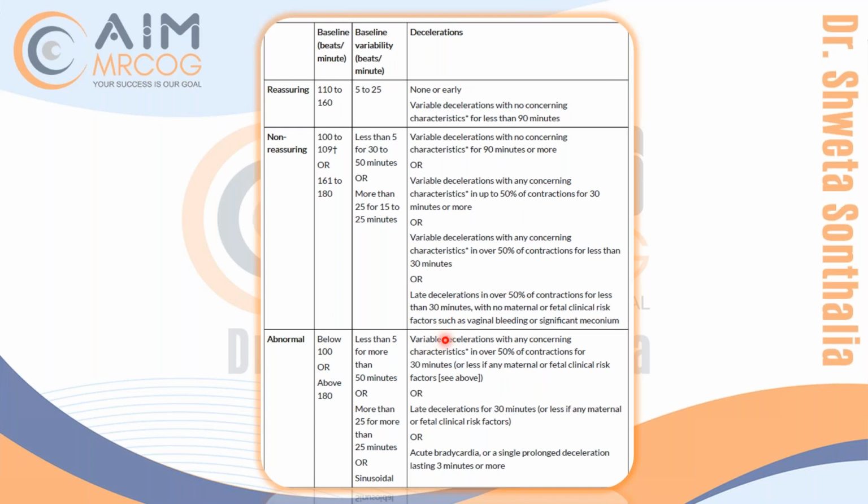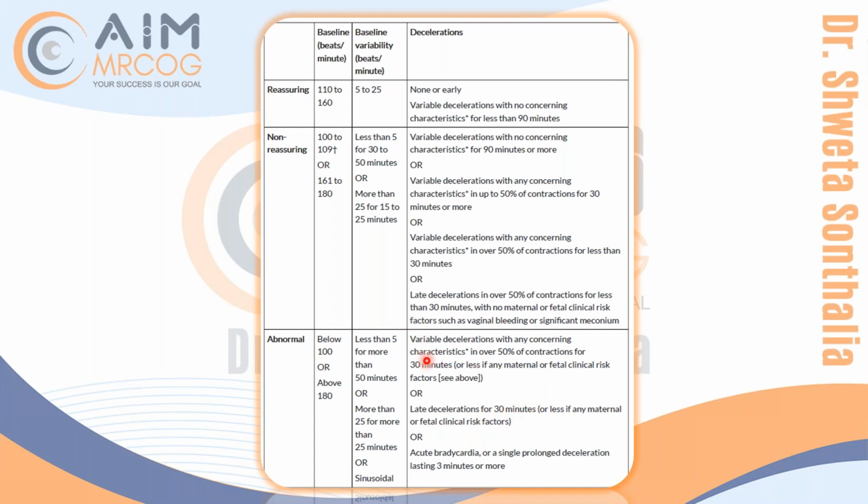Okay, so variable deceleration with any concerning characters, over 50% of contraction, we are worried, right? 30 minutes is enough, but even less is enough. So you have to keep that in mind. If less than 30 minutes of CTG is given, it means you're dealing with a pathological one. Or late deceleration for 30 minutes.